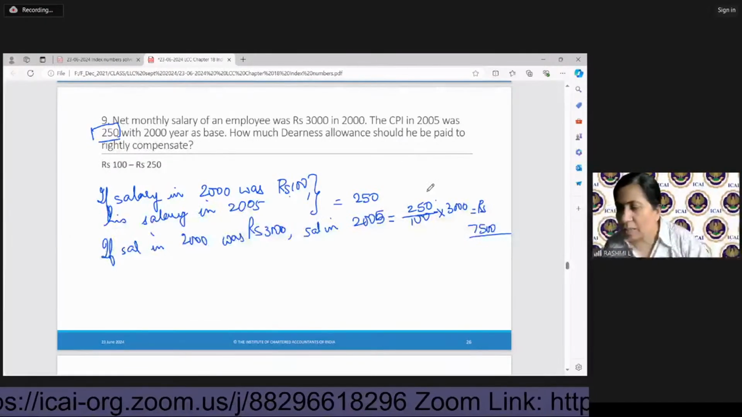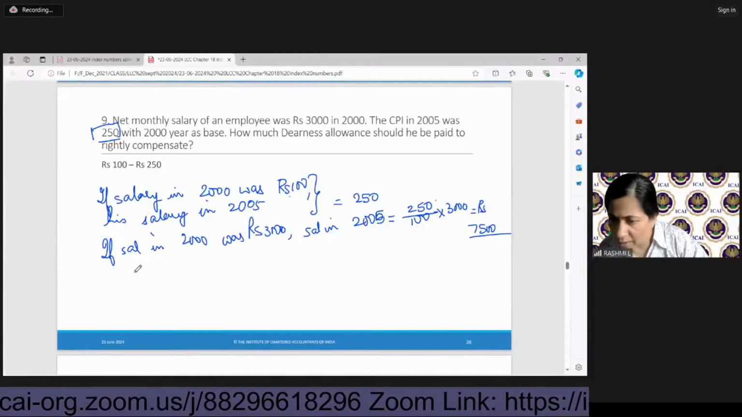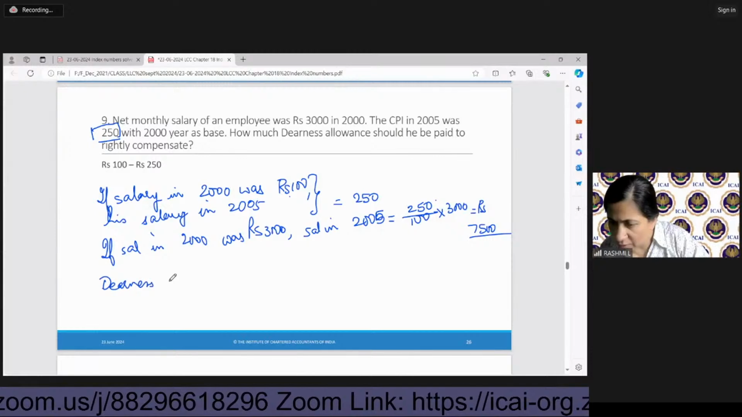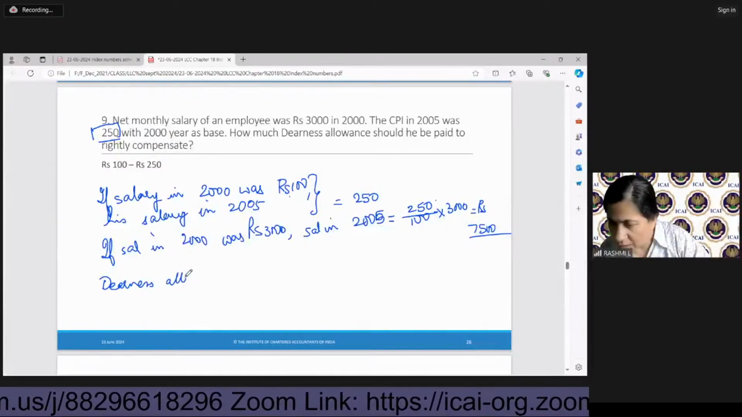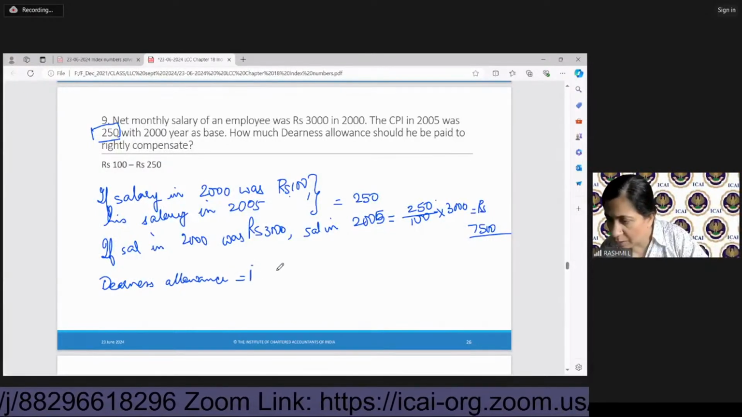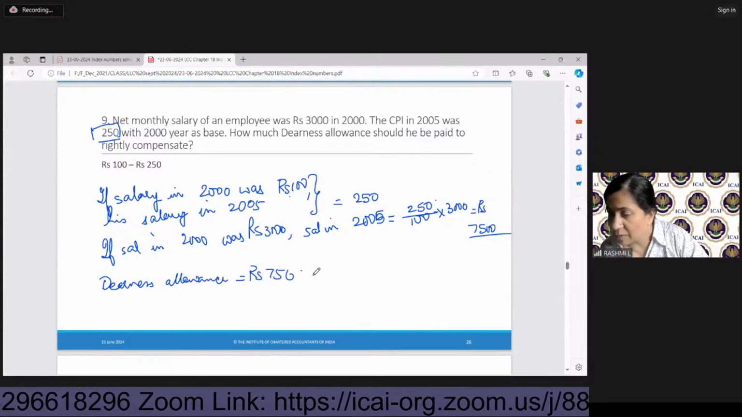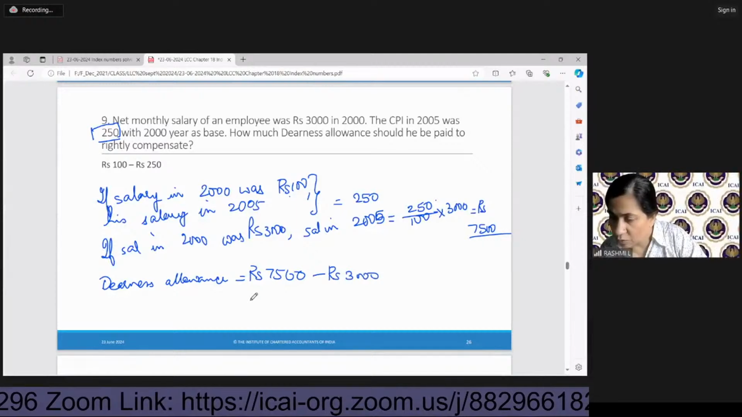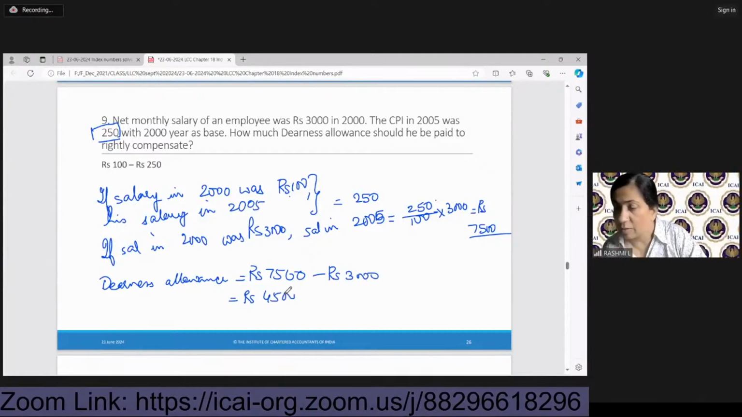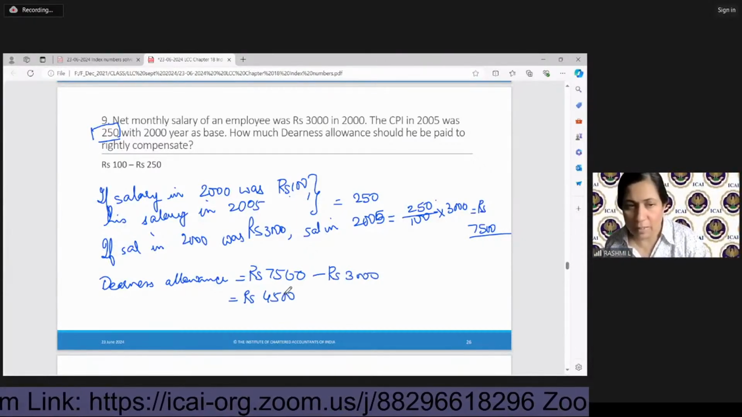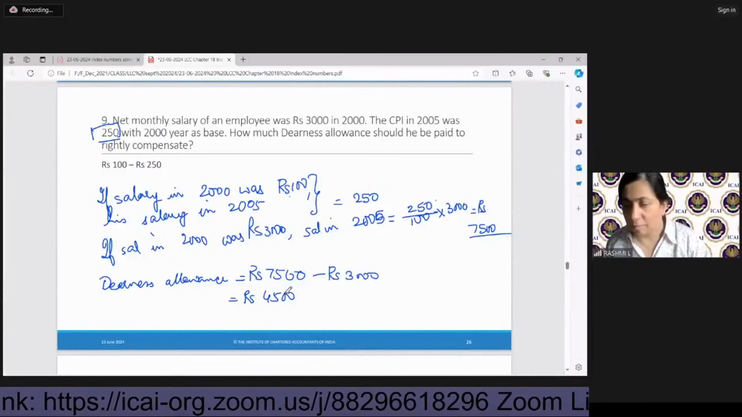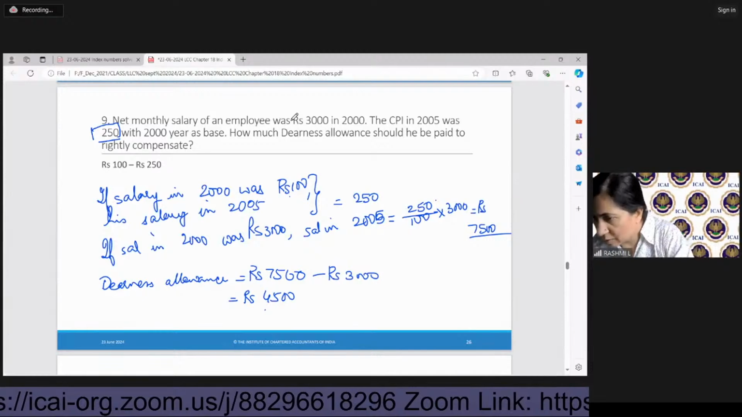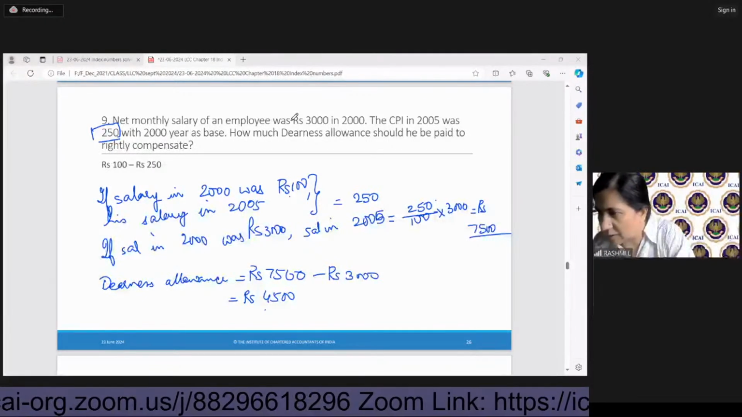But how much is he getting? 3000. So the dearness allowance will be equal to rupees 7500 minus the salary he is already drawing, that is rupees 3000. So rupees 4500. Is that clear? So what is the dearness allowance? It is 4500. Yes, very good, Ishika, Khadija.